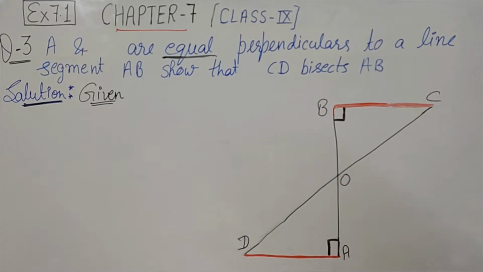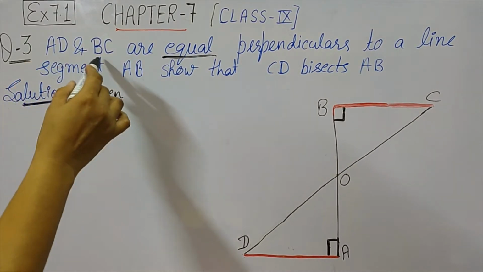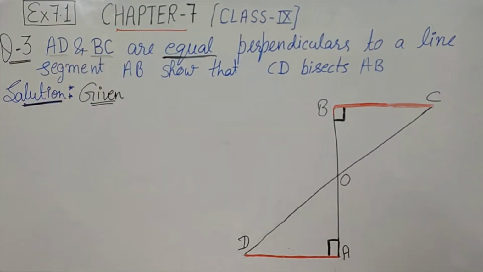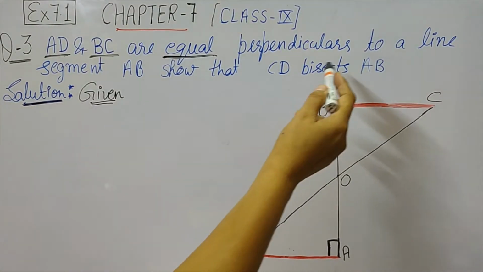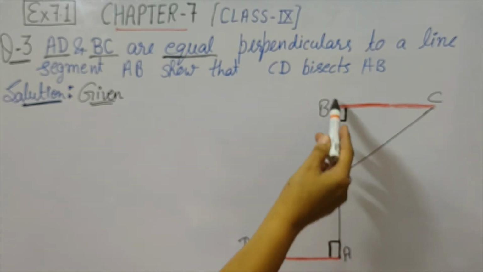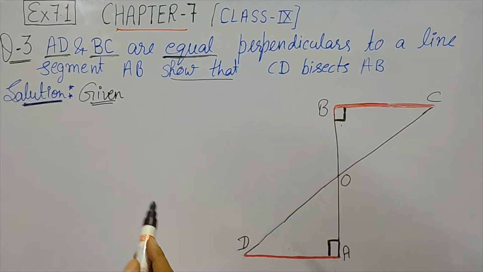What is given in this question, what we have to prove. So just observe the question. Here these two line segments AD and BC are equal. It's an important thing for us. AD and BC are equal perpendiculars to a line segment AB. AD is perpendicular to AB. BC is also perpendicular to AB. And we have to show that CD bisects AB.